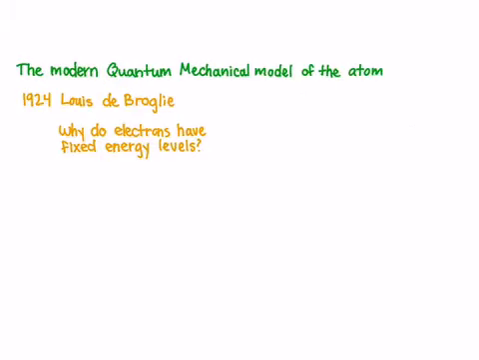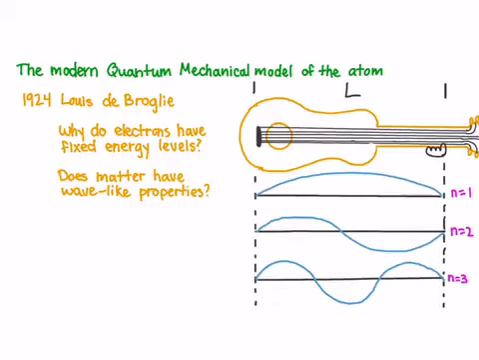In 1924, Louis de Broglie was trying to understand why electrons had fixed energy levels. He had the idea that perhaps matter had wave-like properties. If electrons had both fixed orbits and wave-like properties, they would only have certain allowable energies, similar to the vibrations of a guitar string that's fixed at both ends. As it turned out, de Broglie was correct. Electrons and other subatomic particles do in fact have wave-like properties.